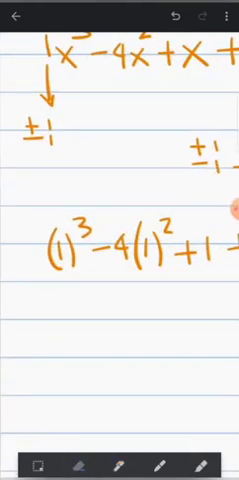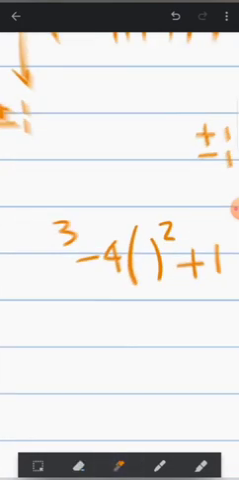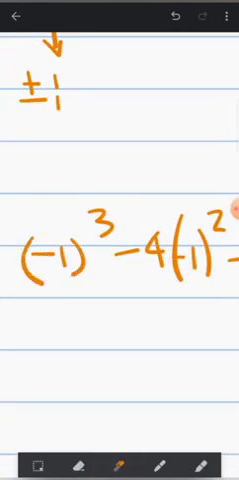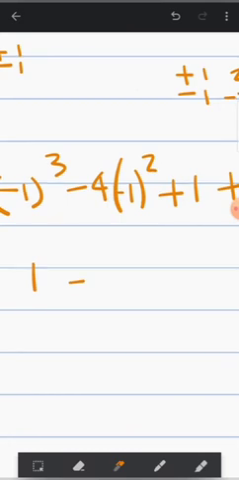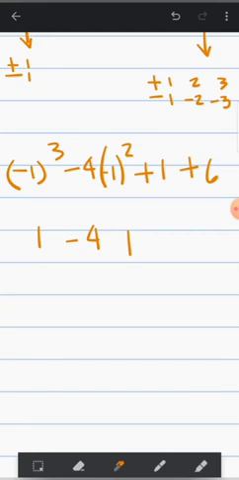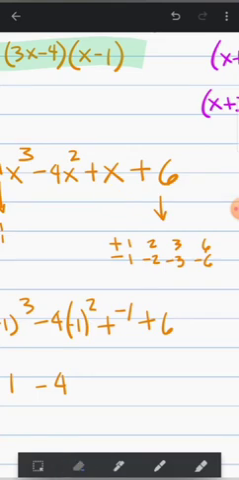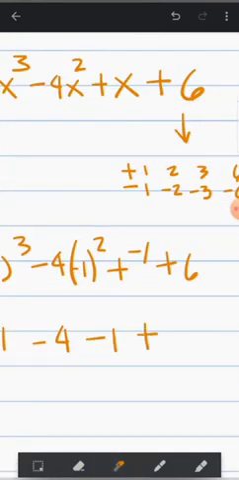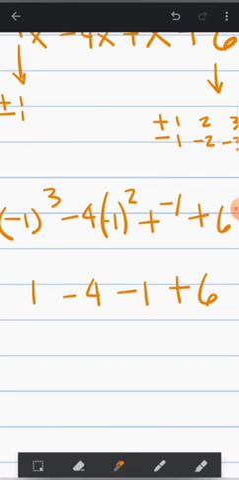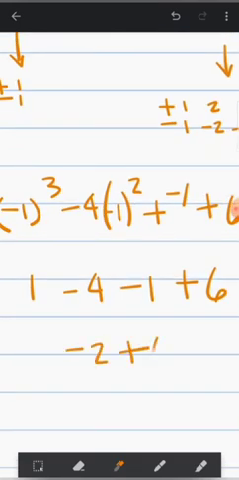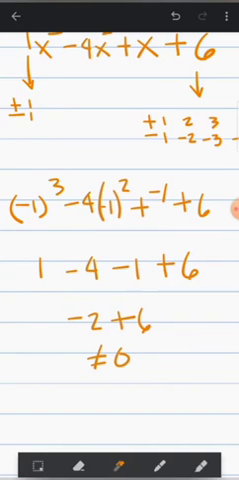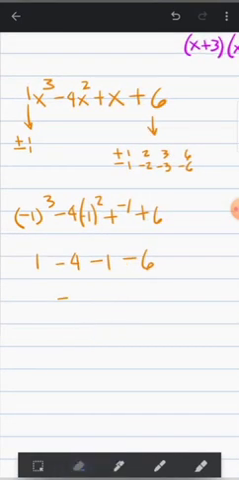So let's try -1. So -1 and -1 here. 1 minus 4 times 1, or -1 squared is still 1. So 1 minus 4 plus, this one will become -1 because that's x. So it will become -1 plus 6. So 1 minus 4 is -3 minus 1, -4 plus 6 still isn't 0. So let's try positive 2.